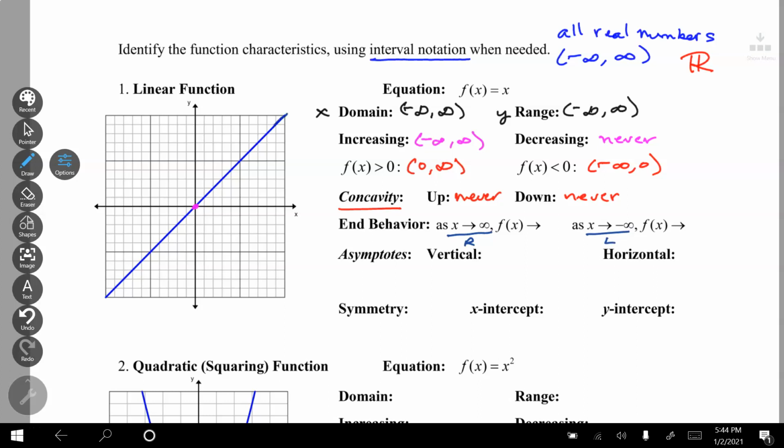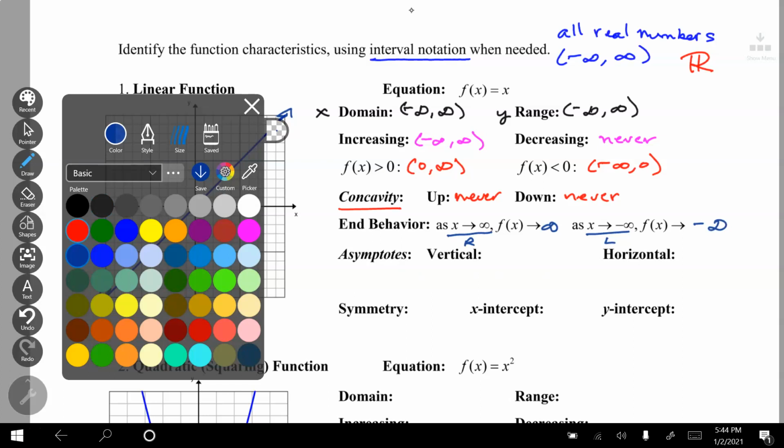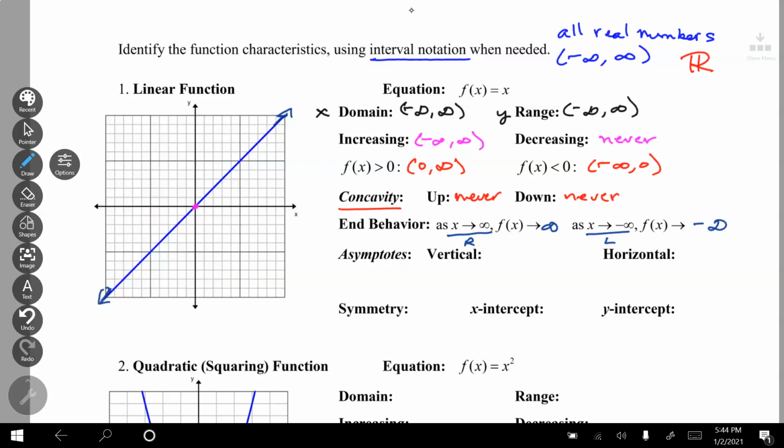And if I look at the right side of this graph, it is going up, up, up. The y values are getting higher and higher to infinity. And over here on the left side of the graph, as I go farther left, the graph is going down to negative infinity. Asymptotes are those, hopefully, dashed lines that you see. I don't see any asymptotes on this graph, horizontal or vertical.